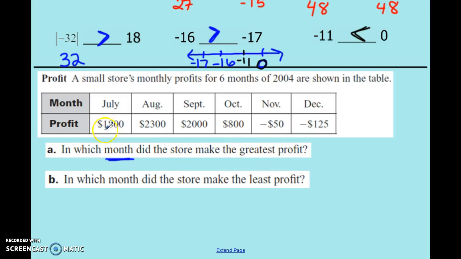Well, if you look here, $1,800, $2,300, $2,800, and then we have negatives, so that's not going to be the greatest. So the greatest here, what I can see, August, they made the most money.